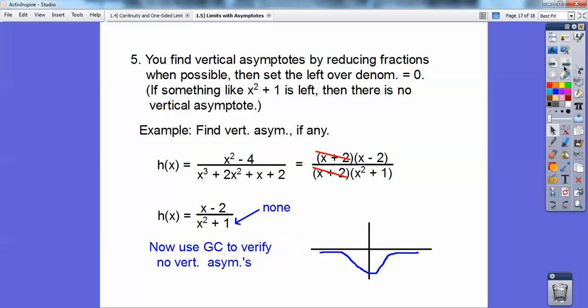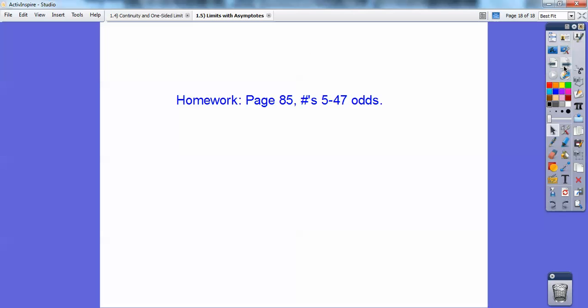Okay, and then just verifying on your graphing calculator, it looks something like that right there. All right, okay, if you're in my class, I would assign that for your homework.